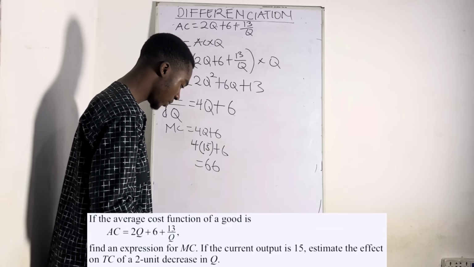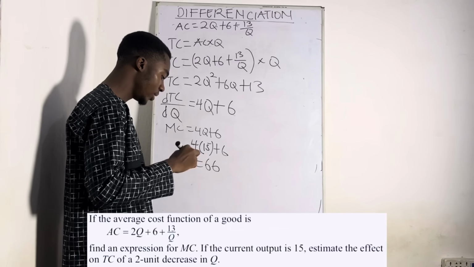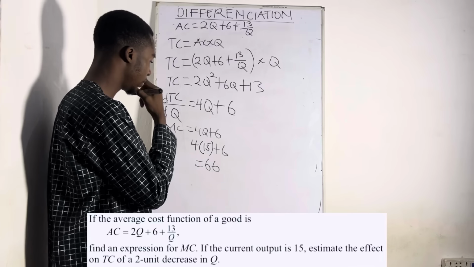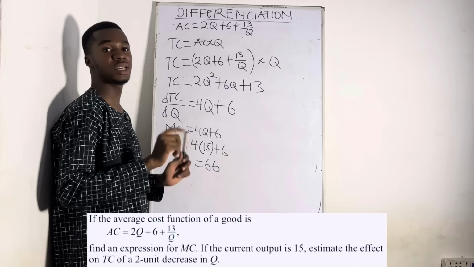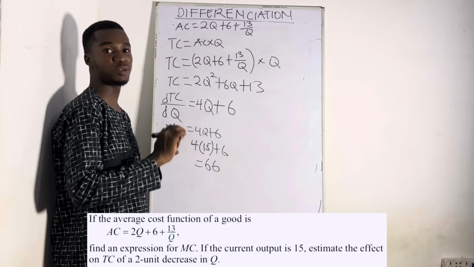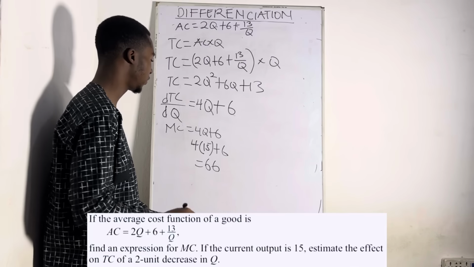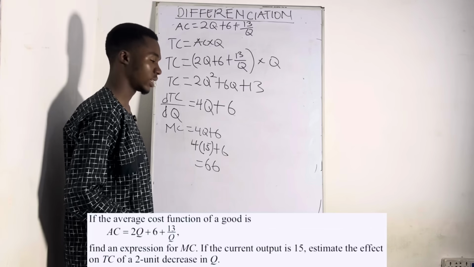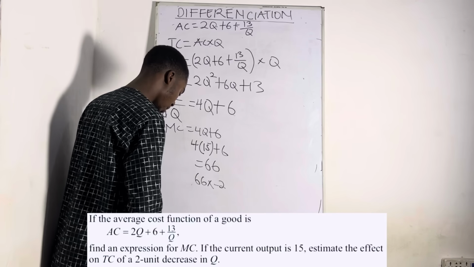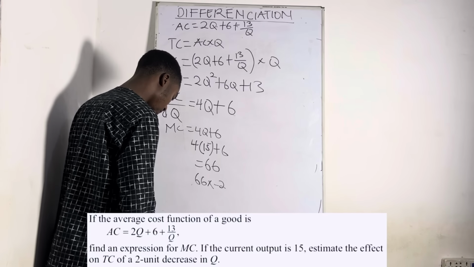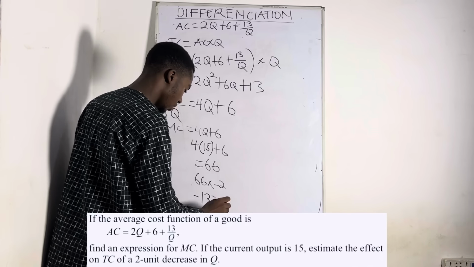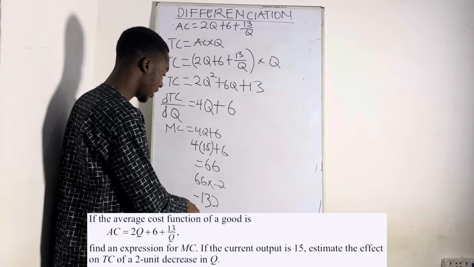But they are saying that we should estimate the effect on TC of a 2-unit decrease in K. You get it? So now, if it's a 2-unit decrease, it becomes negative 2. Assuming they said a 2-unit increase, it would have been positive 2. But when they say a decrease, it's always negative. So you multiply the negative 2 times the 66. So now you are getting 66 times negative 2, and it's giving us negative 132. Get it? So our final answer is negative 132.